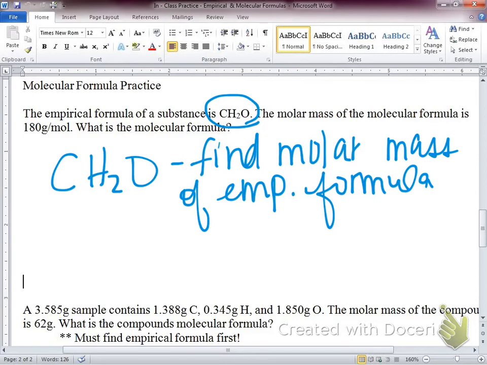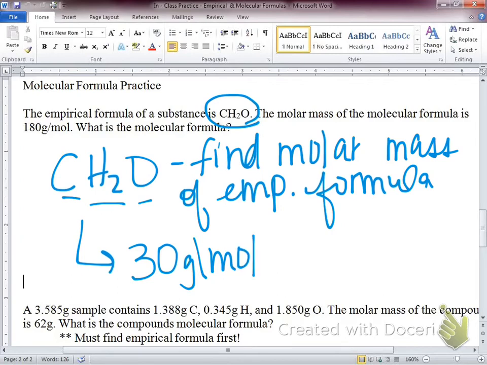So we're going to take 1 carbon plus 2 hydrogens plus 1 oxygen. If we keep these simplistic as whole numbers, because all of these round to whole numbers pretty much, we get about 30 grams per mole. Depending on the decimals you use, you might get a little bit higher, and that's okay. But we get essentially a molar mass of 30 grams per mole.